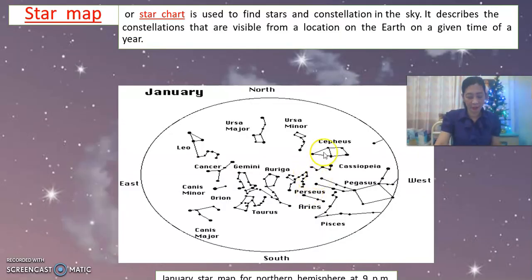So today our topic is about star map. A star map, or star chart, is used to find the stars and constellations in the sky. A constellation is a group of stars. So these are the stars. It describes the constellations that are visible from a location on the Earth at a given time of the year. So this is a star map for January. This is east, west, north, and south.